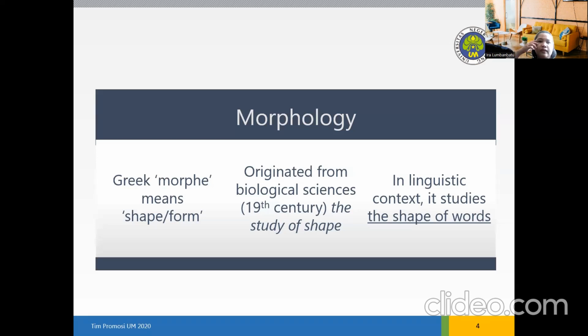Okay, so now we get to morphology. It is from the Greek word morphe, which means shape or form. It originated from the biological sciences in the 19th century, the study of shape. And in a linguistic context, it studies the shape of words.